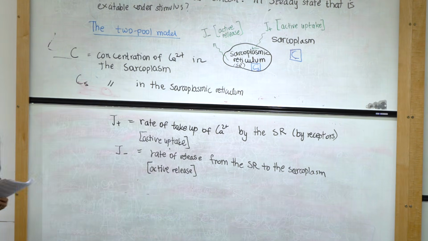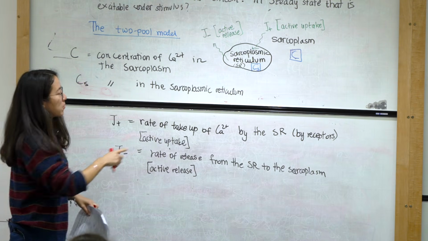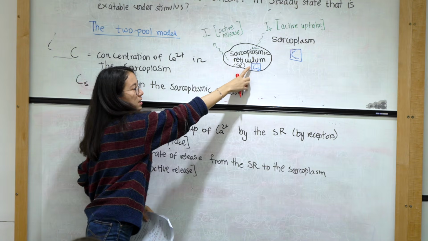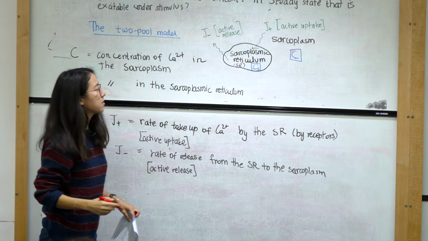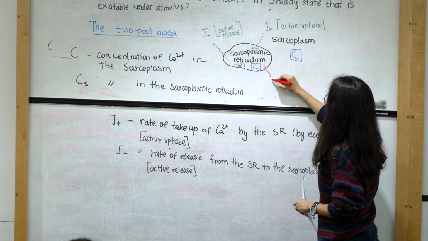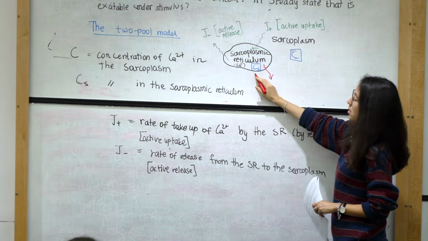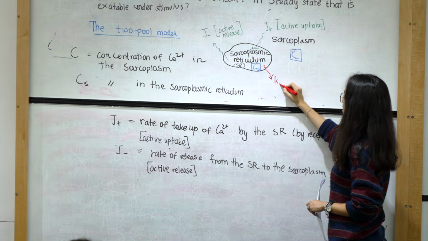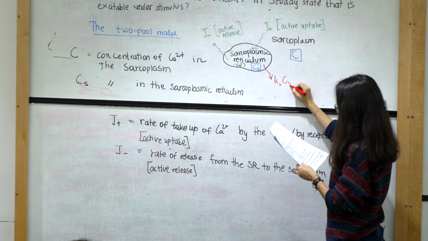But we will also have some kind of diffusion. So that will be proportional to your concentration of calcium inside here and in the sarcoplasm. So there are two extra things. This goes outside. As I said, it's proportional to CS. So I'm going to write KS CS here.